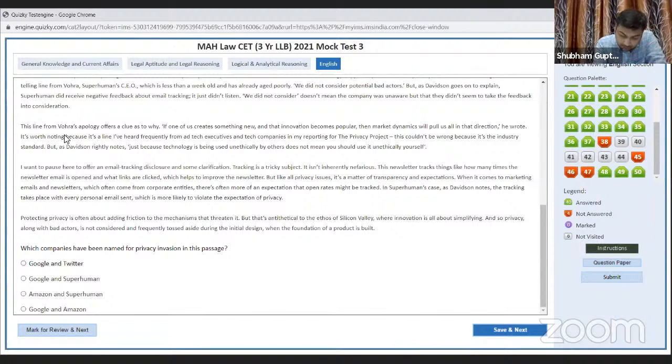So which companies? I could remember whatever the names were. I think Google and Amazon were the main names mentioned. Was it?